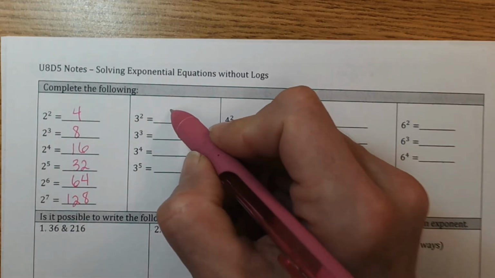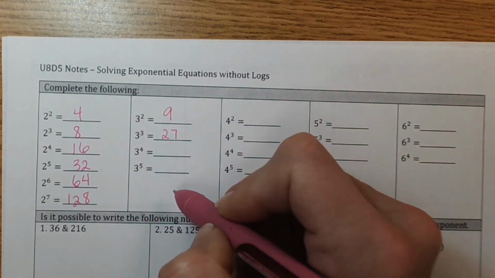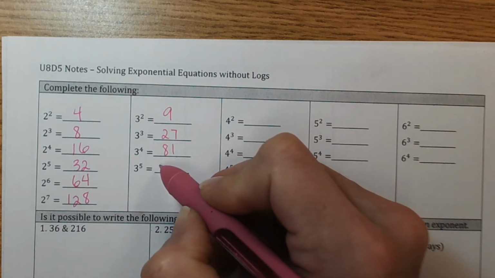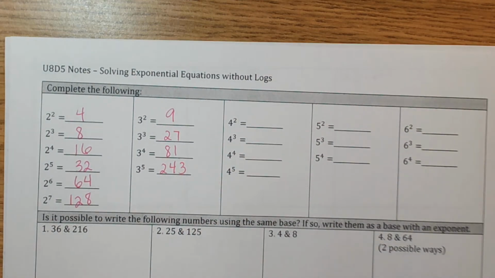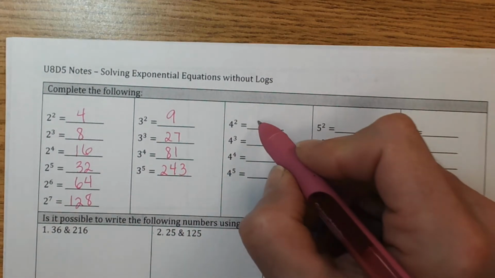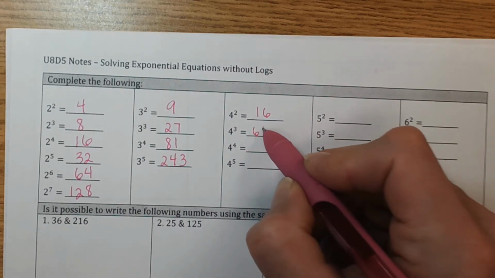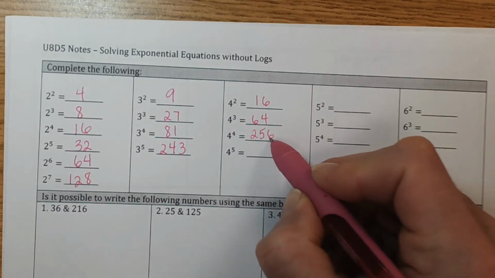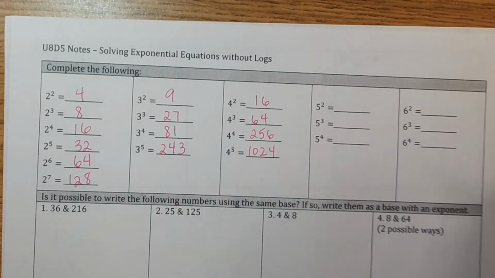Okay, 3 squared, that's 9. 3 to the third is 27. 3 to the fourth is 81. And 3 to the fifth, again, not going to see this very often, but you might, 243. All right, 4 squared is 16. 4 to the third is 64. 4 to the fourth is 256. And 4 to the fifth is 1024.